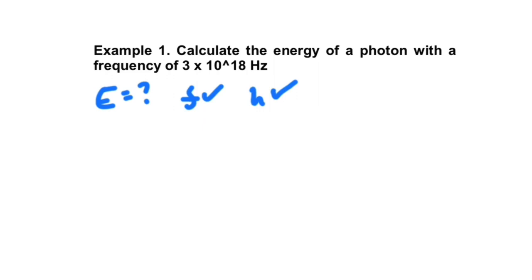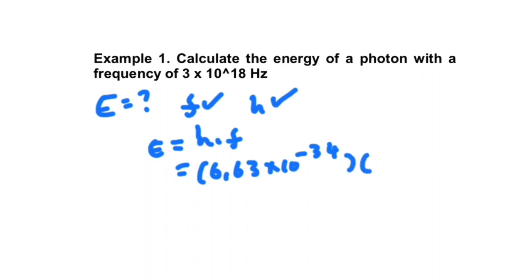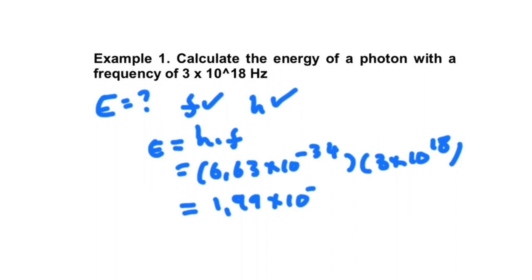So what are we going to do? We're going to say that the energy is equal to Planck's constant multiplied by the frequency. So Planck's constant, that is 6.63 times 10 to the minus 34, multiplied by the frequency, which is 3 times 10 to the power 18 hertz. So now I'm just going to put that in my calculator, and I'm getting 1.99 times 10 to the power minus 15 joules. The SI unit of energy is joules, so you should not forget that.